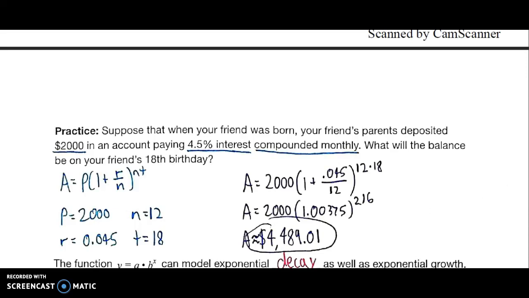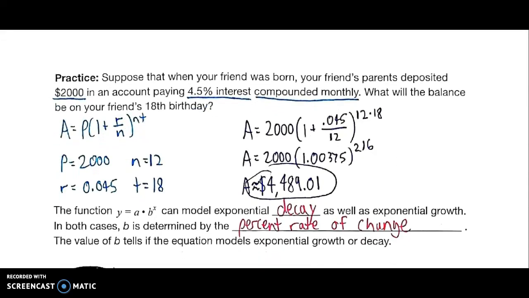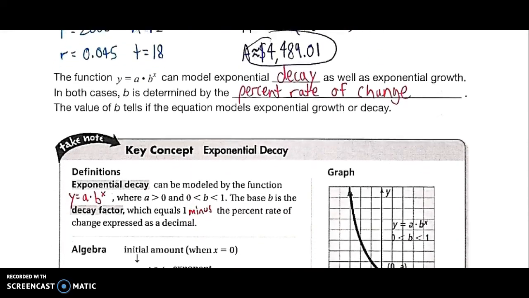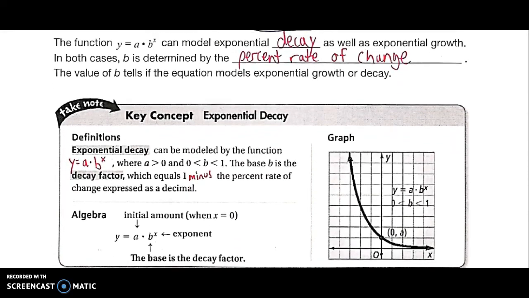So that was an example of exponential growth. If I'm paying money to an account, it should be growing over time, not losing money from keeping that in the bank. But we can also use that same exponential function, y equals a times b to the x, and we can use it to model exponential decay instead of exponential growth. And in both cases, again, b is still determined by the percent rate of change, but the value of b is going to tell us if it's growth or decay.